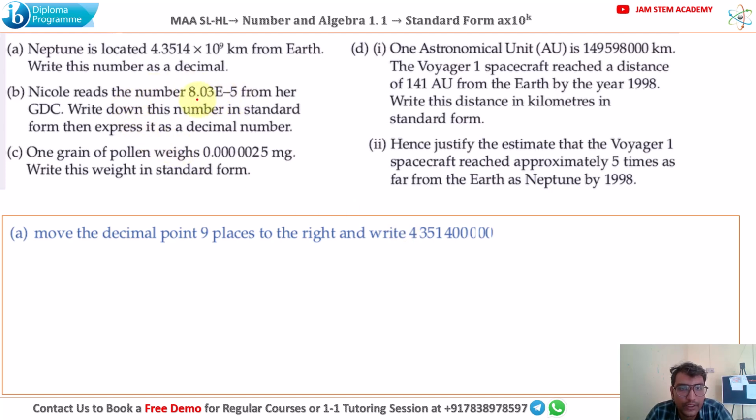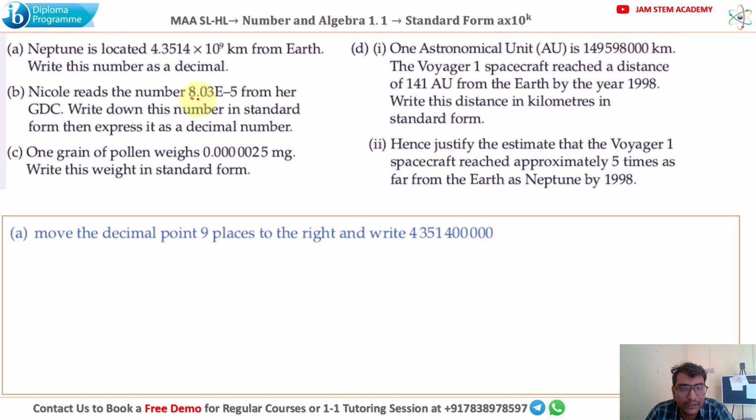Next part. Nicole reads the number 8.03 e raised to the negative 5. What is that? It means 10 raised to the power minus 5. But in IBDP, this representation is not allowed. Okay, you cannot leave your answer in e power negative 5. No, you have to write it as 10 raised to the negative 5. Okay, so now it says write down this number in the standard form and express it as the decimal number also. So first let's write its standard form.